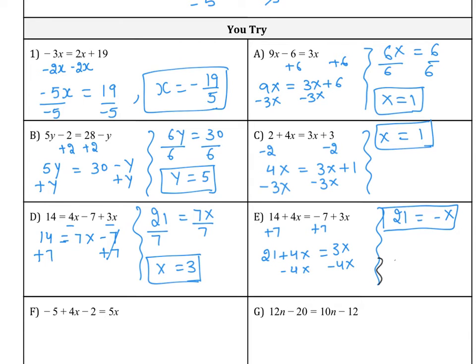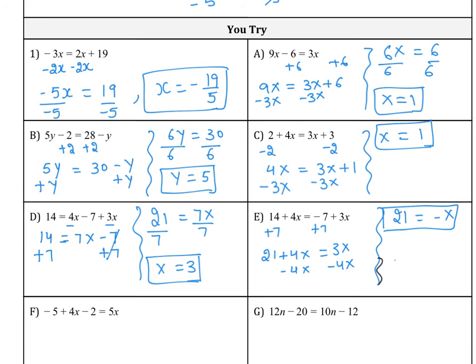For letter E, your purpose is to bring the variable on one side and the numbers on the other side. So I'm going to bring the number to this side. I'm going to add the 7 on both sides so that the numbers are together. And when we add that, we get 21. And we are going to now take this 4x to the other side so that the variables are on one side. So subtract 4x on both sides. This 4x and this 4x cancel. 21 will equal negative x. So that's your answer.